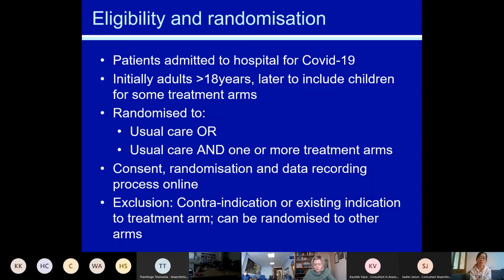Exclusion criteria is if the patient has any contraindication or an existing indication for the treatment arm. So anyone who is already on dexamethasone or prednisolone for any reason would be excluded from the steroid arm, but they can still be randomized for the other treatment arms that are available at the time. So what that ends up with is a really broad inclusion criteria to get as many numbers in as possible, which also allows for subgroup analysis later on.